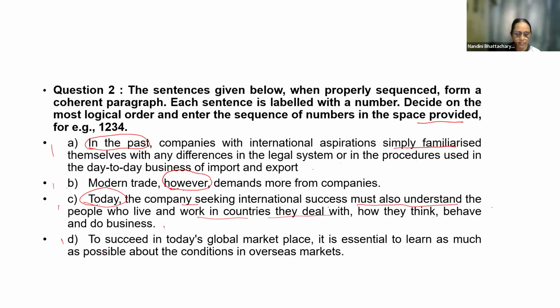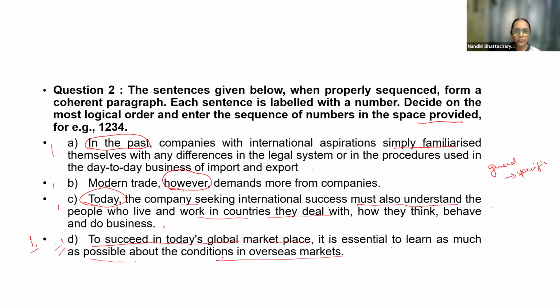And then D says, to succeed in today's global market, it is essential to learn as much as possible about the conditions in overseas market. Now, compared to the others, this is a general statement. So, now remember the rule, you go from general to specific. So, we can begin with a general statement. So, this can go in first.